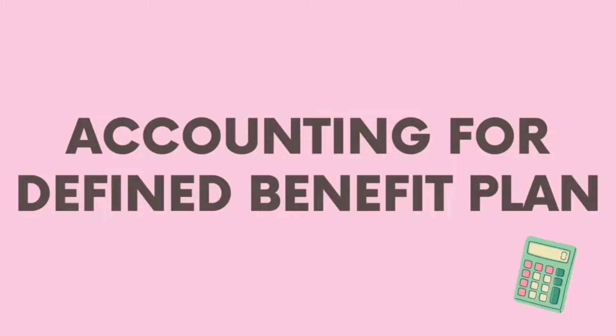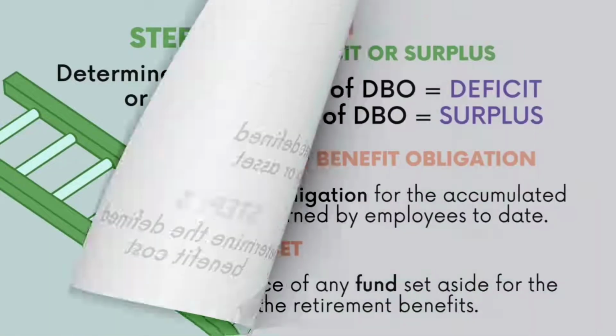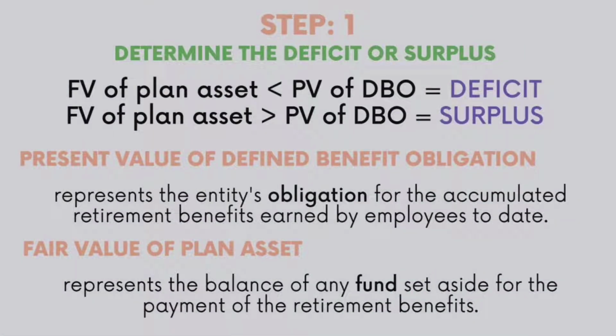Accounting for defined benefit plan has 3 steps. Step 1, determine the deficit or surplus. So dito, kung yung fair value of plan asset ay mas mababa kaysa sa present value of defined benefit obligation, meron itong deficit. Kapag naman mas mataas ang fair value of plan asset kaysa sa present value of defined benefit obligation, meron naman itong surplus.